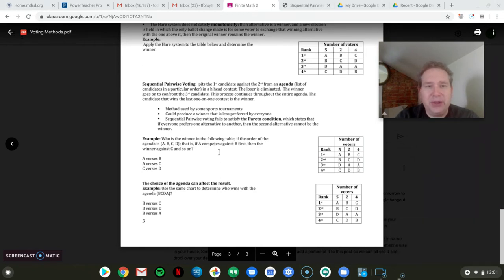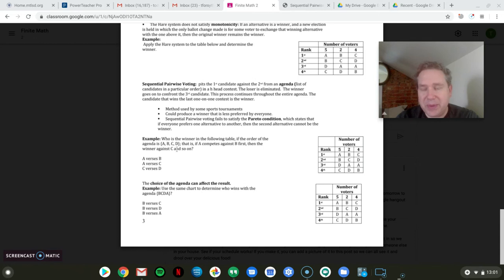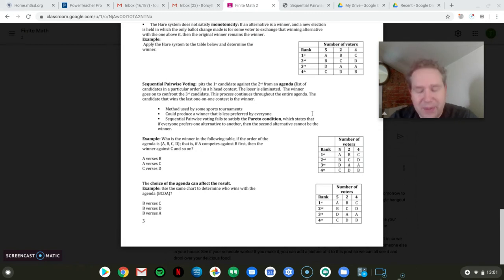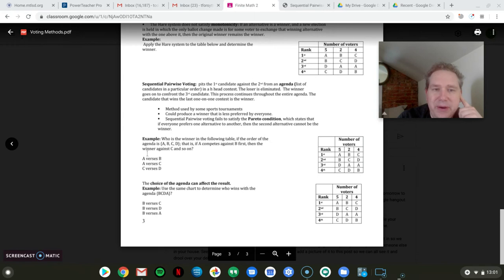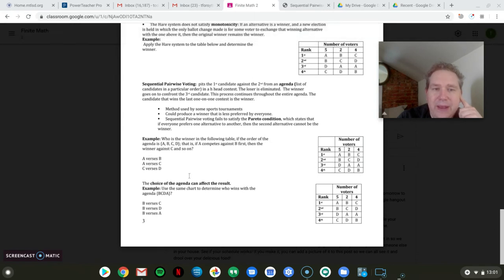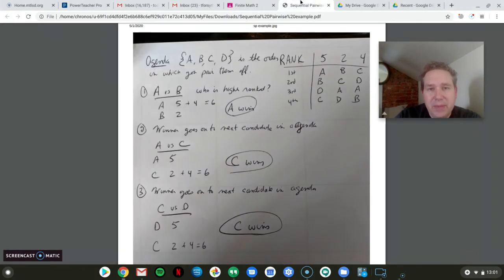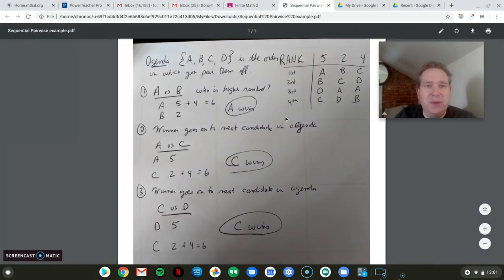I'm on page 3. We're going to go through an example here with sequential pairwise voting. I'll leave it up to you to read this, and I will summarize it now. But I'm going to go through this first example, and then you're going to practice what's below here. So let me take you through this example. I've worked it out. I've copied this chart onto my page here that I'm also sharing with you.